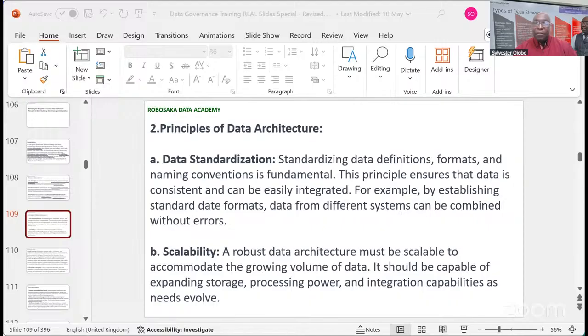So it's very important that you standardize. For example, if you standardize data so that every name must be in the format of first name, middle name, surname, then every name that comes in will always be that way. So it will help the quality of your data.